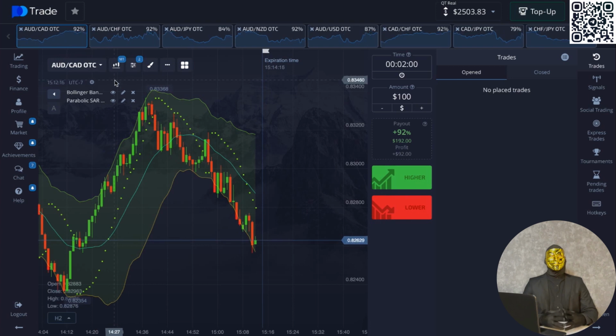After that, you need to set the transaction time to 2 minutes, and you set the transaction amount from 1 to 10% of your deposit. This is necessary to comply with risk management. If you set the transaction amount to more than 10%, then you risk losing your entire deposit without earning anything.